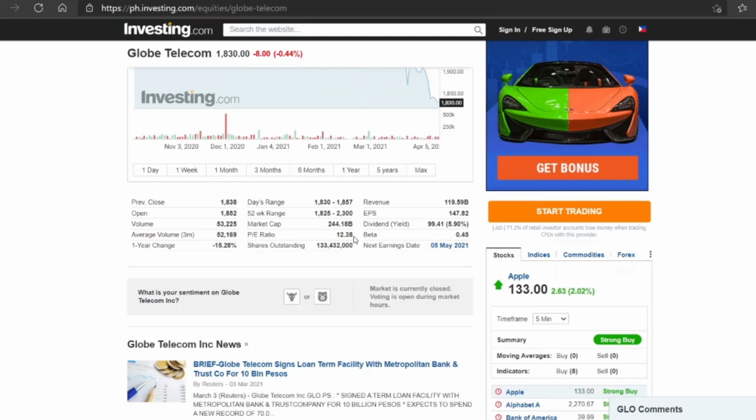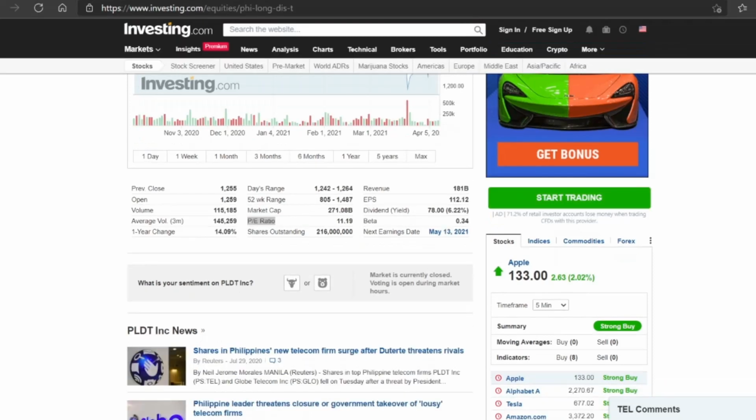Now we check PLDT's PE ratio. It stands at 11.19. So we are paying 11.19 pesos to earn 1 peso. PLDT is slightly cheaper in terms of the PE ratio compared to Globe. So for both companies, that's a check in our list.